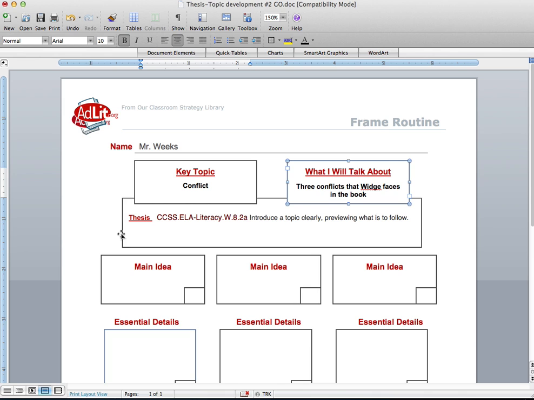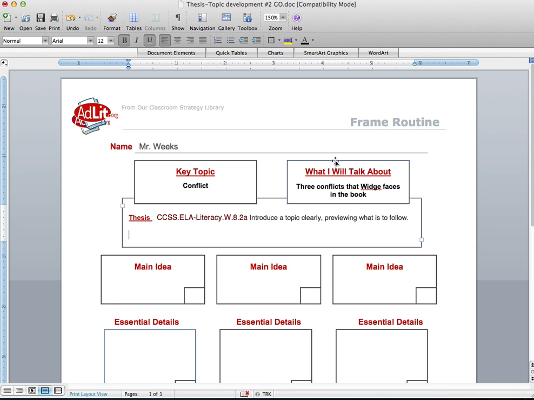Okay? So now what I'd like for you to do is to go into your thesis box and take a little bit of time to compose a thesis. Make sure that it includes your topic and what you're going to talk about. Now that you've had enough time to write your thesis, or if you haven't had enough time to write your thesis because you can't write one in 3 seconds, then pause the recording and finish writing your thesis.